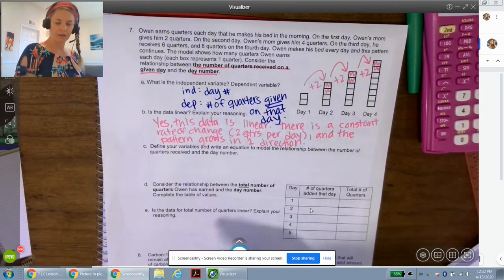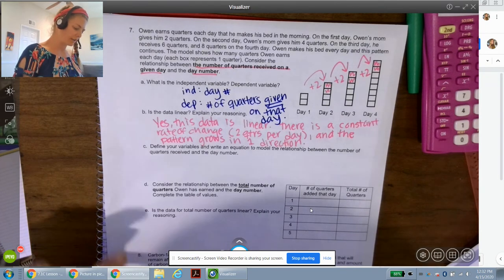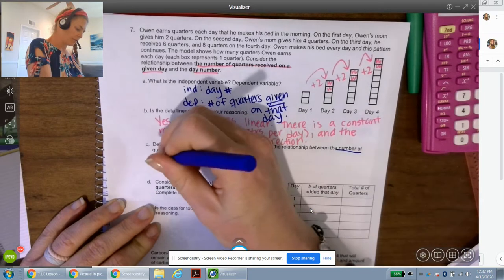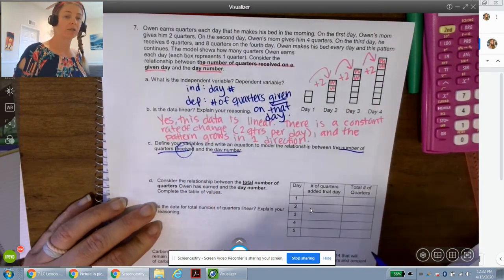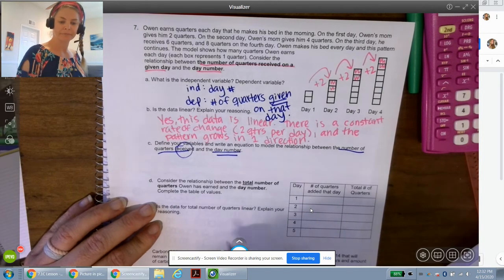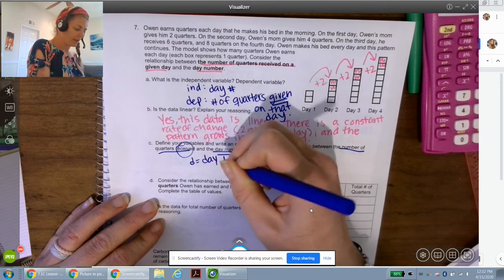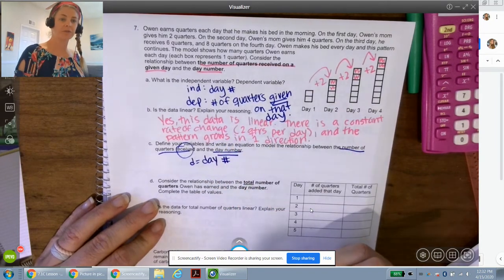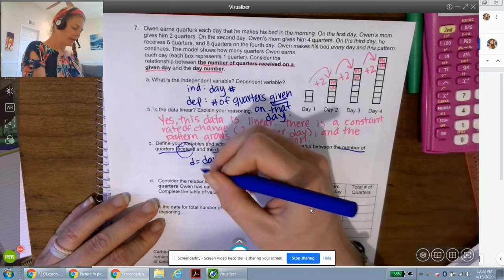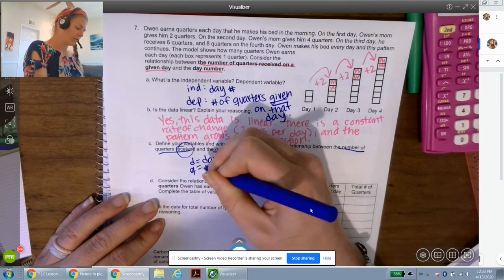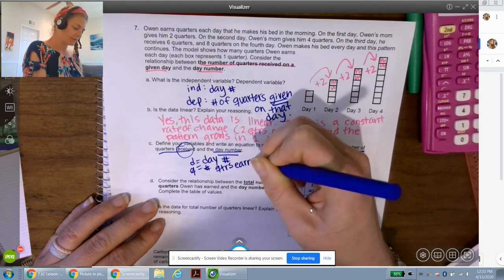Okay, so define your variables and write an equation to model the relationship between the number of quarters received and the day number. Notice this is the number of quarters received, not the total number of quarters that he still has. Okay, so I'm going to say D is the day number. I find it a lot more useful to use variables that represent the situation instead of just always using X and Y. And I'm going to use Q for number of quarters earned that day.